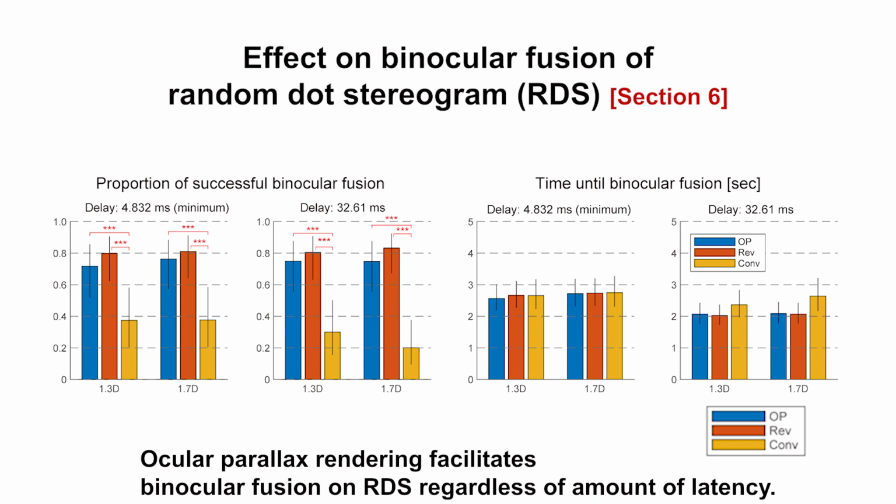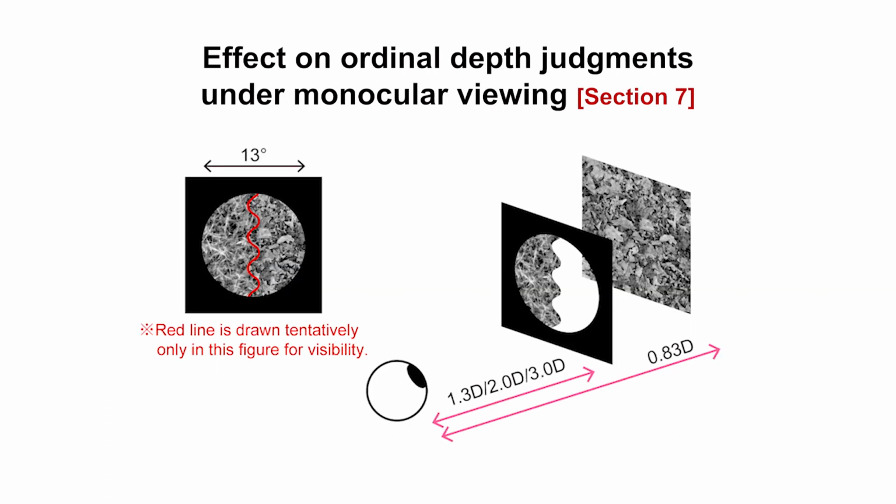We found a significant improvement with ocular parallax rendering compared to conventional rendering. The improvement was observed even when the latency was relatively large and if the motion direction was inconsistent with that of eye movements. As for the monocular viewing task, we employed the experiment of ordinal depth judgment of two partially overlapping textures, where the available depth cues were limited to dynamic occlusion due to ocular parallax.